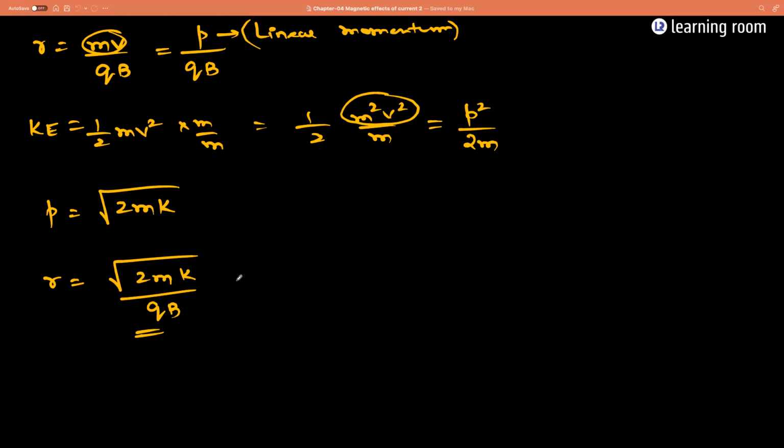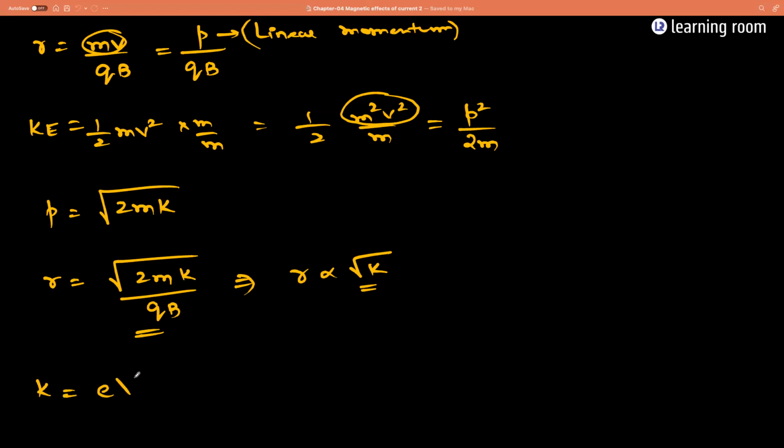So from this I can say r is directly proportional to root K, provided q and B are the same. Q, B and m, all the 3 parameters are the same. I can say r is directly proportional to root K. Are you able to understand?